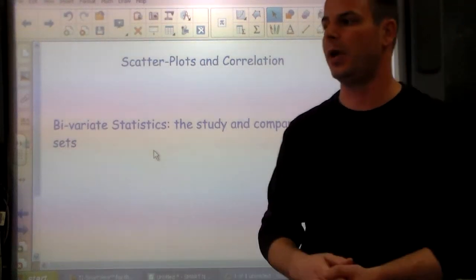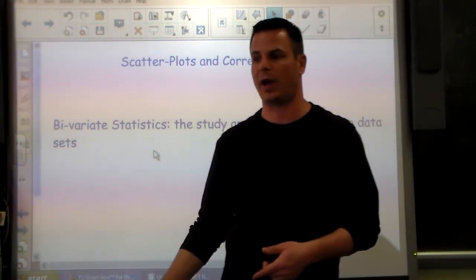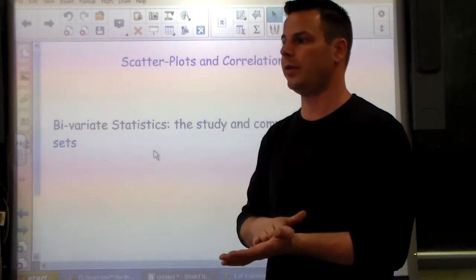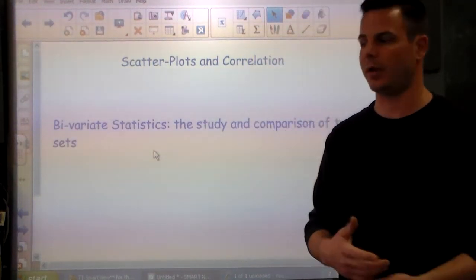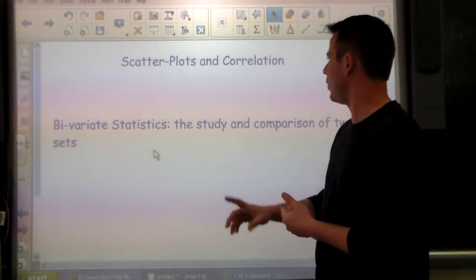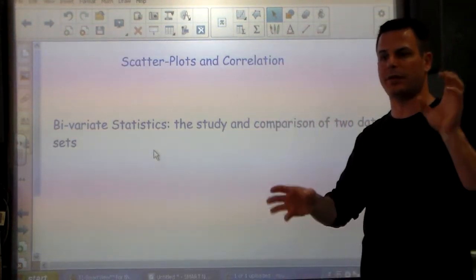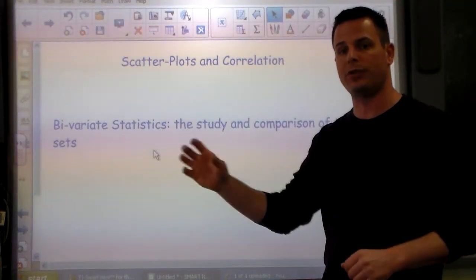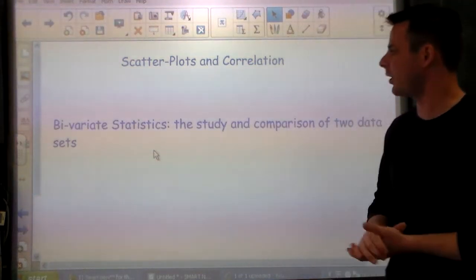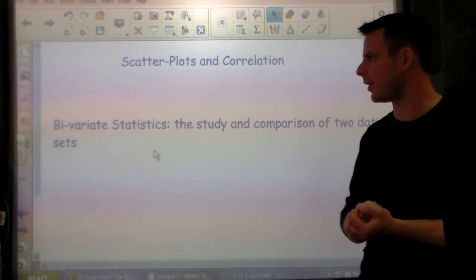For example, does my shoe size affect my height? Or does my homework grade affect my test grade? Or things like that. So we're going to be studying two different data points and seeing, does one affect the other, or does one have a correlation on the other? So bivariate statistics just means that we're comparing two different data sets.